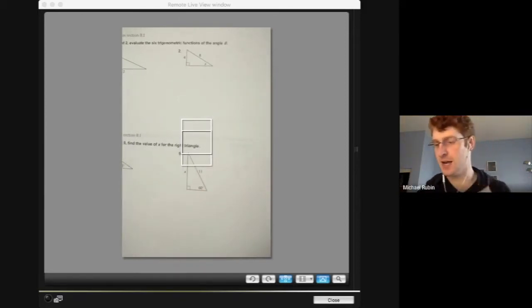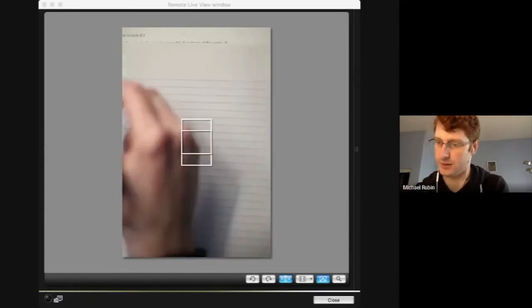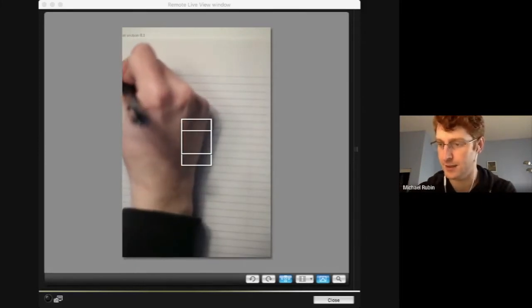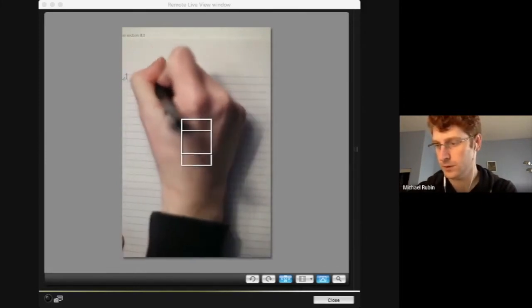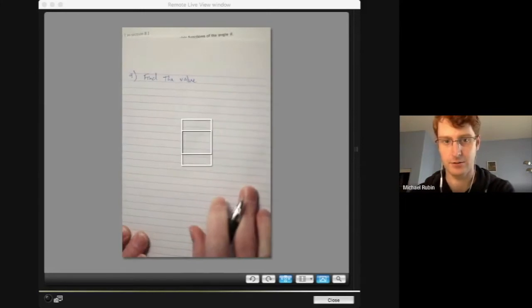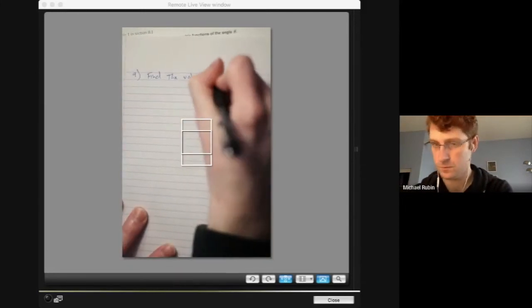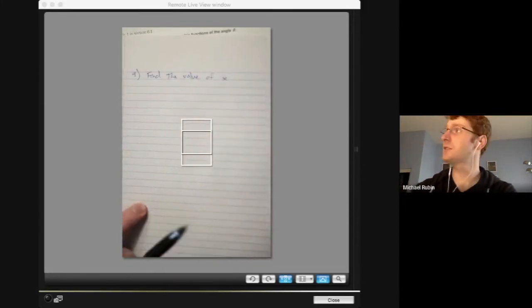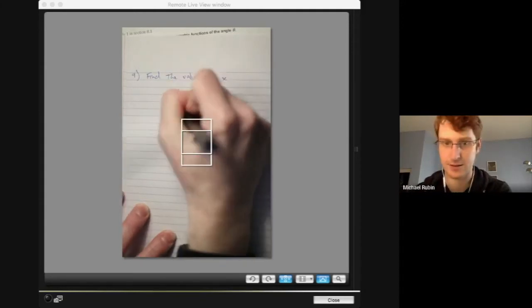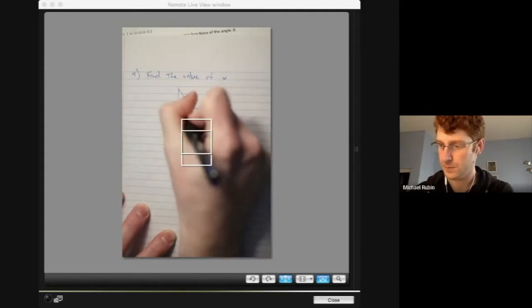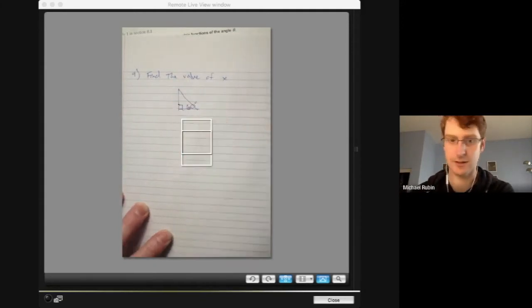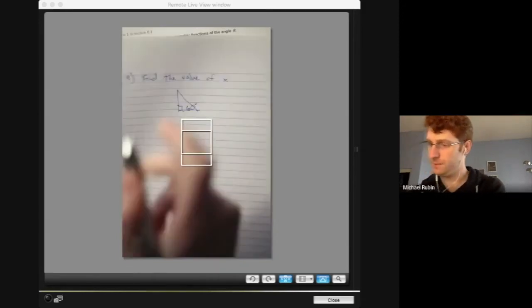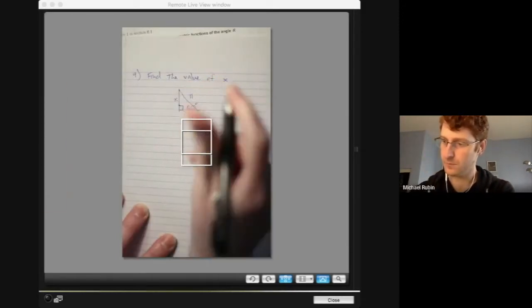So problem number 9 says to find the value of x for the right triangle. So I'm going to copy this right triangle here. So we're finding the value x. To find the value of x, we're given a right triangle, a 60-degree angle, x and 11.